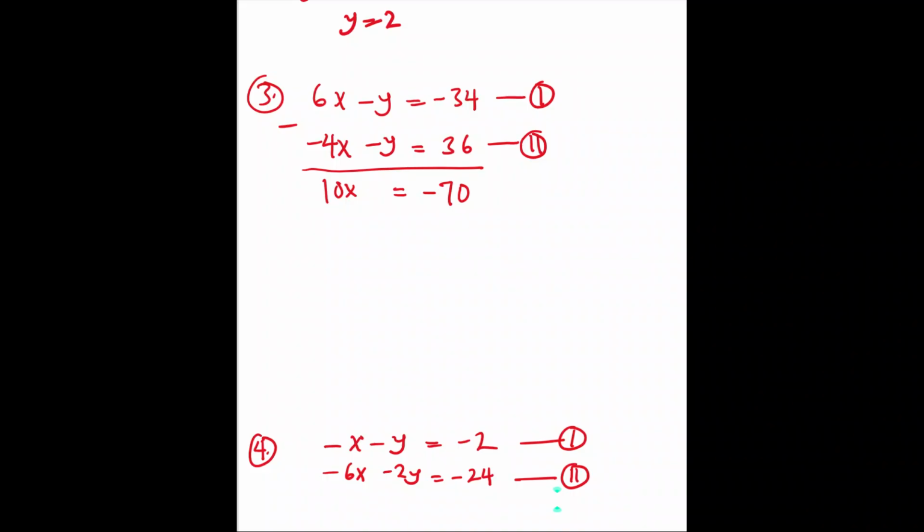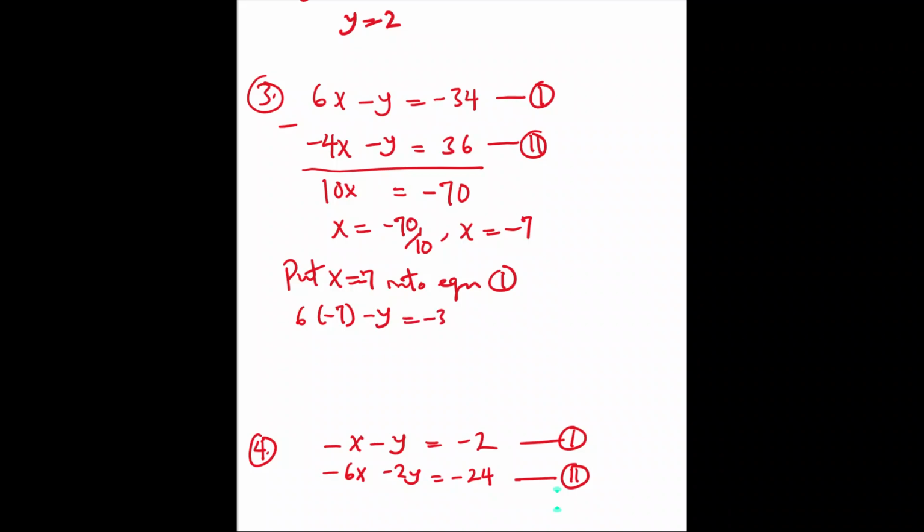And if we do minus y minus y, that is minus y plus y, that will give us 0. So x equals minus 70 divided by 10. So we say x equals minus 7. So let's put x equals minus 7, sorry, into equation 1. That will be 6 times minus 7 minus y equals minus 34. 6 times 7 is 42. So that will be minus 42 minus y equals minus 34.